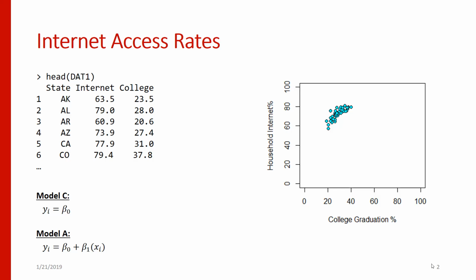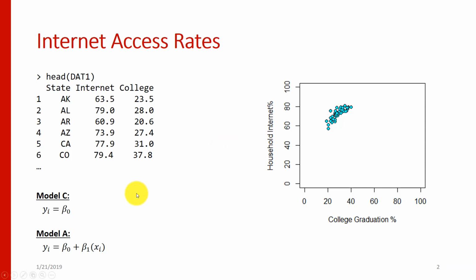So first, we're going to work through an example from the book in which we talk about internet access rates per household, or the average household internet access rate in each state as a function of the college graduation rate in each state. This is the example provided in the textbook, and we want to see, is there a linear relationship between these two values across the different states?